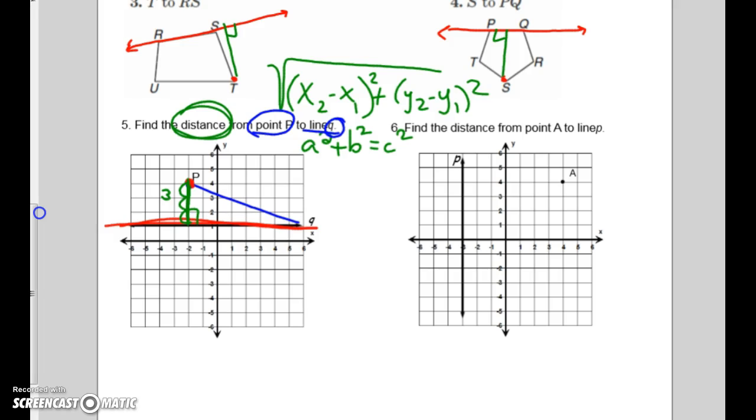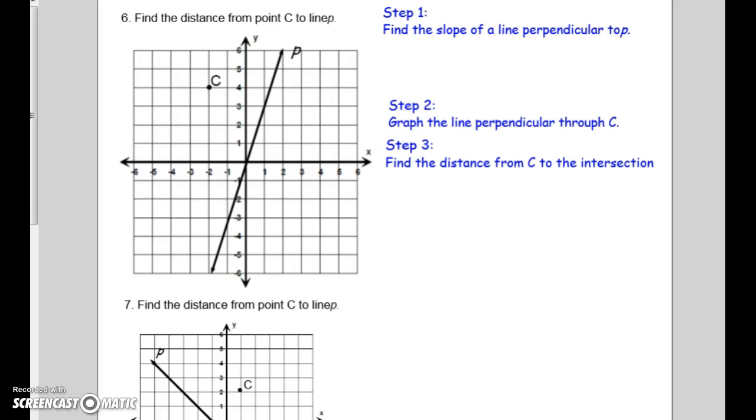Okay, do number 6. Again, it is not from point A to P. P is not a point. P is a line, which means that I'm going to go straight from here perpendicular to that line. It's 7. And it's what? 7. Very good.